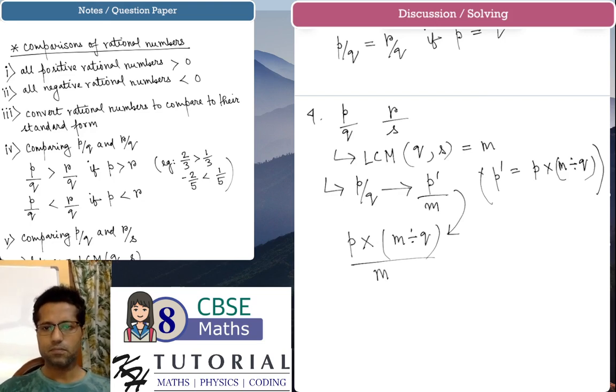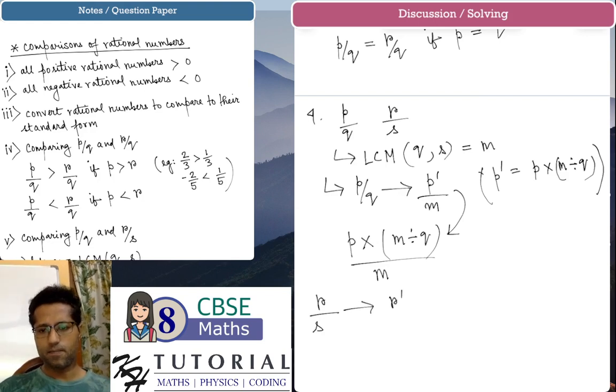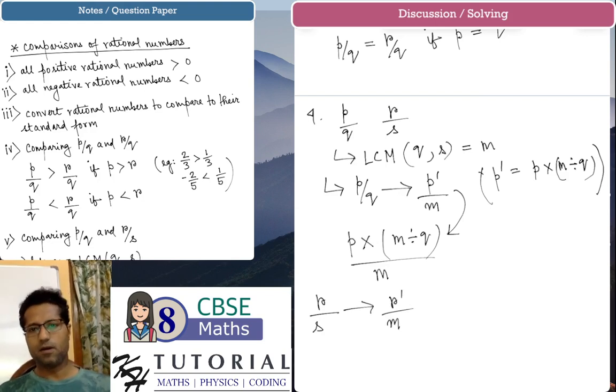Similarly, I have to convert r and s to its equivalent form. Let's say r dash by m. We have to convert both the rational numbers p by q and r by s to their equivalent form, and both the equivalent forms will have the same common denominator, which will be m. And what is m? M is the LCM of q and s. So the rational number r by s will be converted to its equivalent form r dash by m.